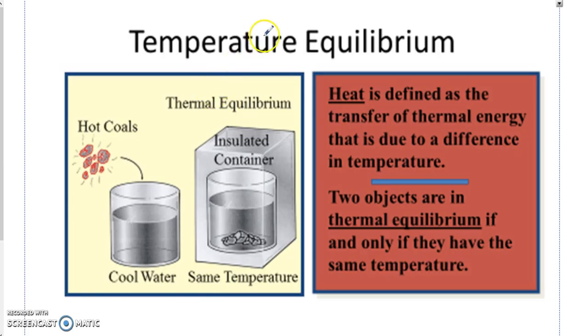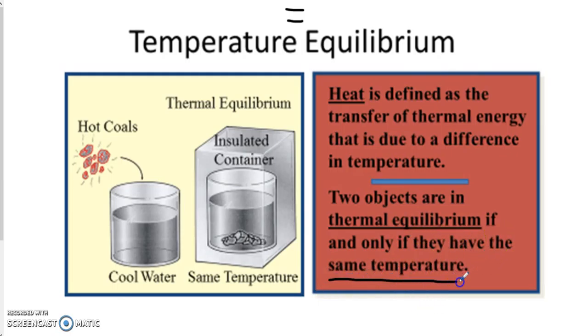So everything looks to go to equilibrium, and the great sign here is equal because they want it balanced on both sides. So heat is defined as transferred thermal energy. Two objects are in thermal equilibrium if and only if they have the same temperature. There's a lot of definitions here. We're going to get them in the note card vocabulary.